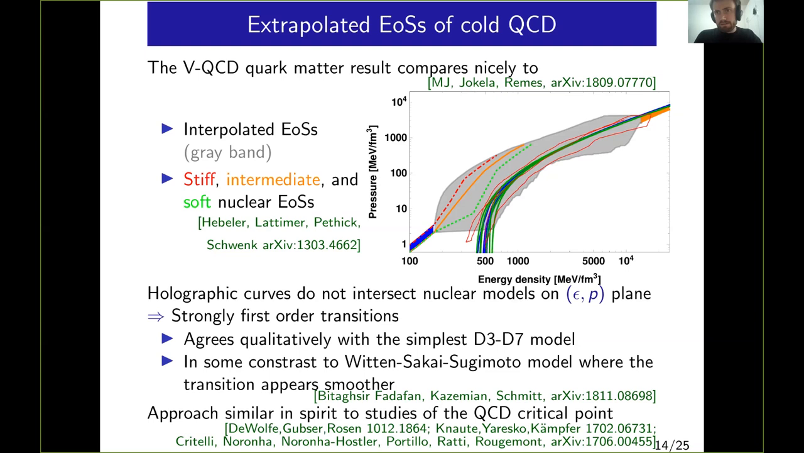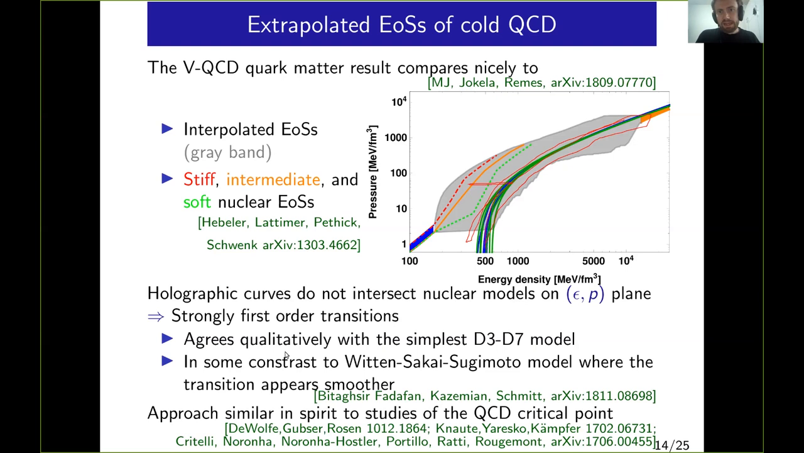And I'm comparing these results from the holographic model to the interpolated equation of state between nuclear matter and perturbative QCD, which is given by the gray band, and also to some of the nuclear matter models, which are given by the red, orange, and green curves. What you can observe immediately is that the holographic curves for the equation of state do not intersect with these nuclear matter models. This means that at some point there must be a phase transition at constant pressure from the nuclear matter models to the holographic equation of state. You can actually check it explicitly.